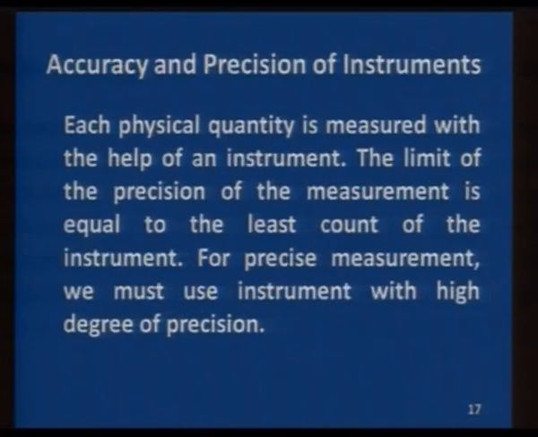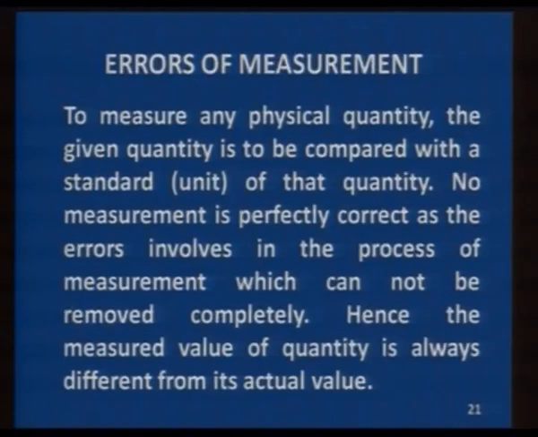Now come to the accuracy and precision of instrument. Each physical quantity is measured with the help of an instrument, and the limit of the precision of the measurement is equal to the least count of the instrument. For precise measurement, we must use an instrument with a high degree of precision. Now we can talk about the errors.